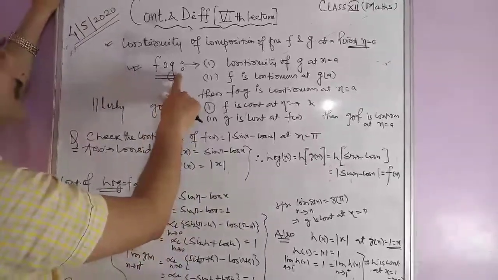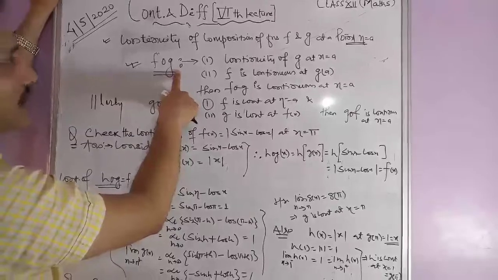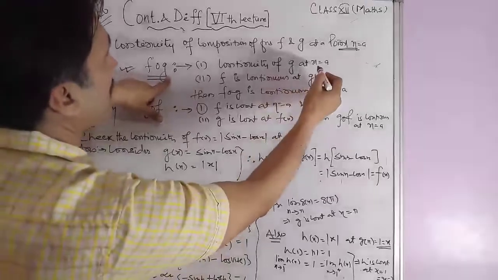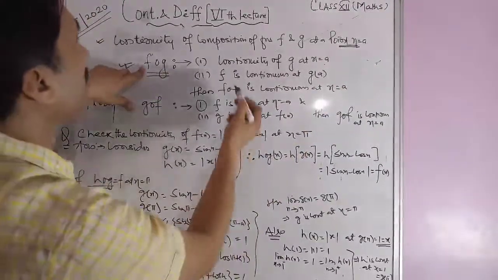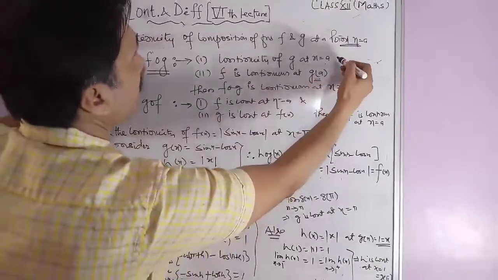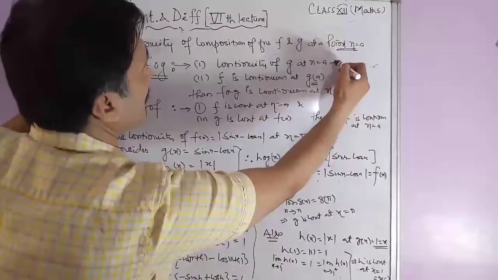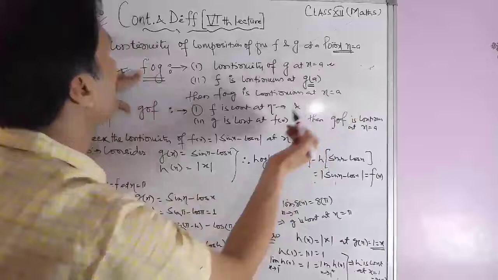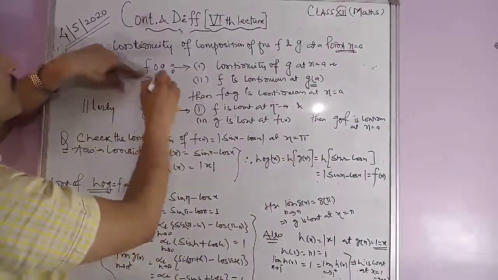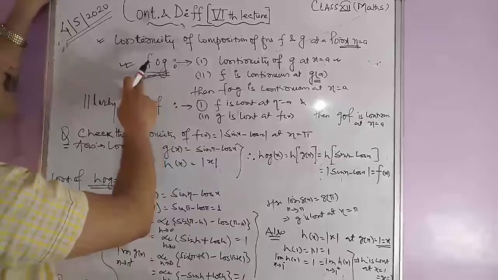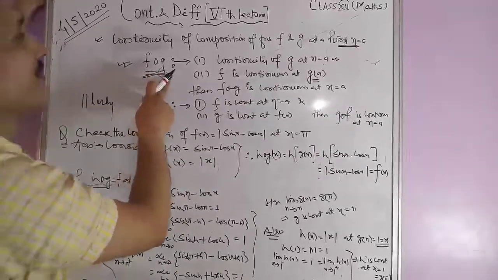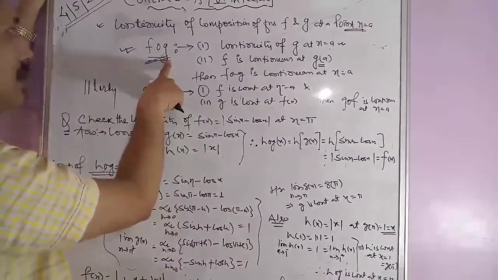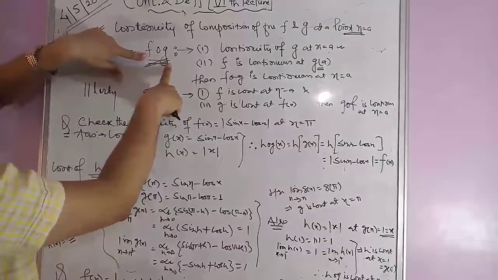First, we check continuity of g, the inner function, at x equal to a, and continuity of f at g(a). If we check continuity of g at x equal to a, it means the limiting value at a and the functional value at a are the same, that is g(a). So the composition of two functions f and g, denoted by fog, is continuous at x equal to a if g is continuous at a and f is continuous at g(a).